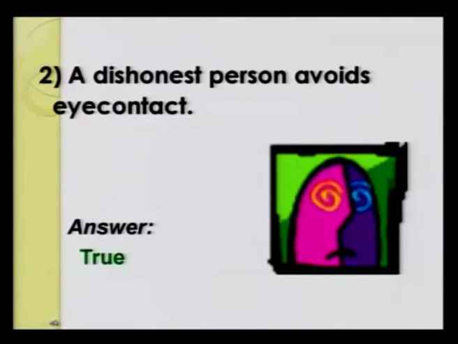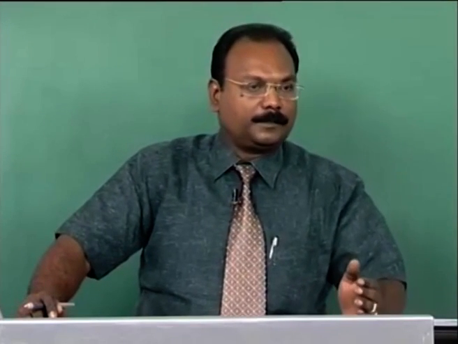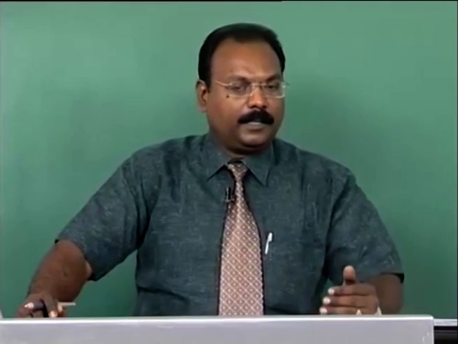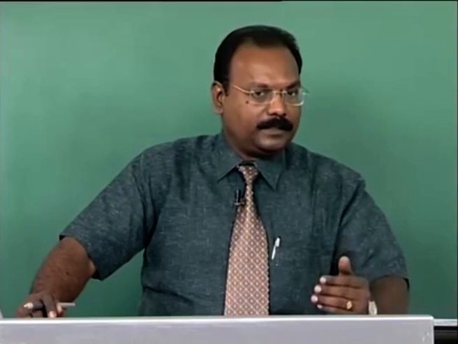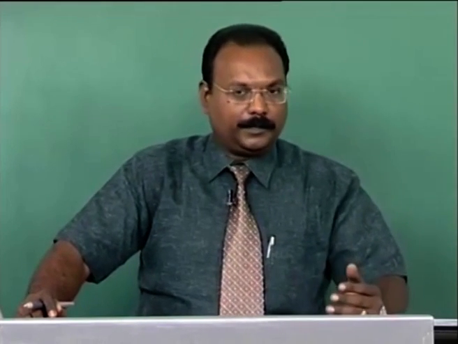Second one, a dishonest person avoids eye contact. Of course, true. Give 1 more point if you have written that it is true, and 0 if it is false. So, 1 for true, 0 for false. Eye contact, as I have been telling in the other lectures also, is a very integral part in terms of personal as well as professional communication. If somebody is trying to avoid eye contact, it actually means the person is not very sincere or honest in the communication that he is building up. Mostly a cheater tries to avoid it.